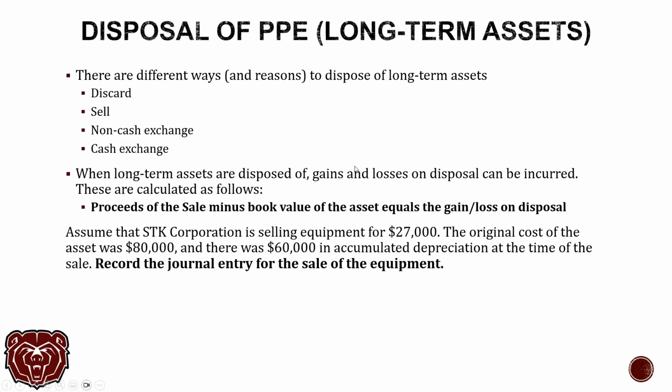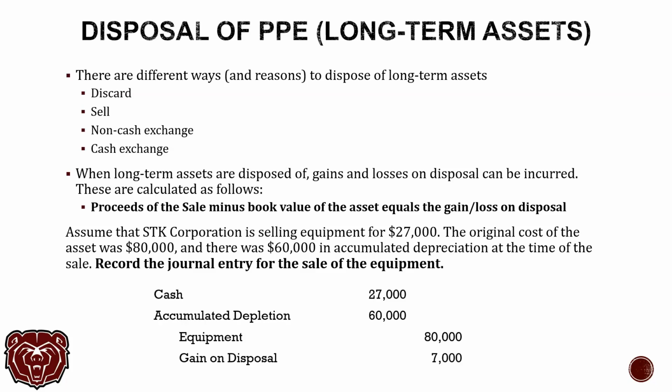Okay. So let's assume that STK Corporation sells equipment for $27,000. The original cost of that asset was $80,000, and there was $60,000 in accumulated depreciation at the time of the sale. Let's record the journal entry here. Okay. So what did we get? Well, we got cash. Okay. So we're going to increase our cash. We got $27,000 worth of cash. Well, we have to get the accumulated depreciation off our books, and we have to get the equipment off our books. How do we get the accumulated depreciation off? Well, we debit it. How do you get the equipment off your books? You credit it. Okay. So that leaves us with a $7,000 gain on the disposal.